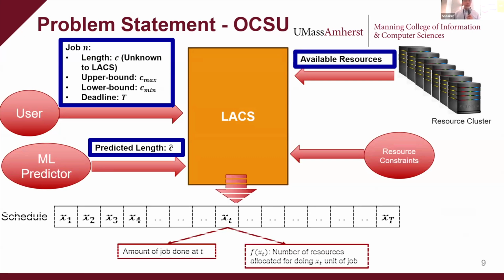per time slot. And the task here is to schedule the job over the period capital T, and the decision xt is the amount of job done at each time slot t. And so what we want is over the time horizon, the sum of xt will be equal to at least C. And then the actual number of resources allocated for doing each job is f of xt, so some convex function of xt.